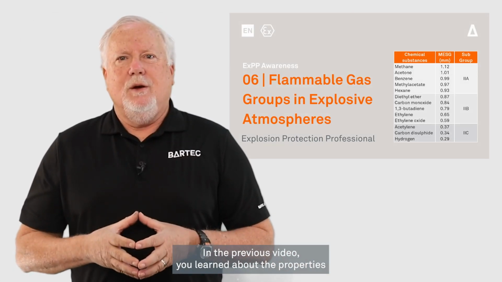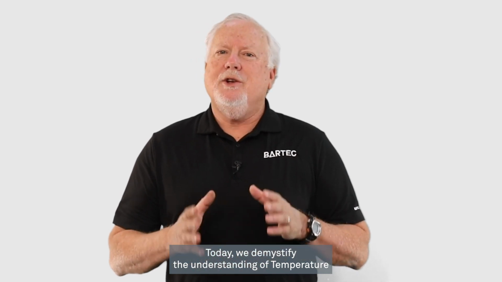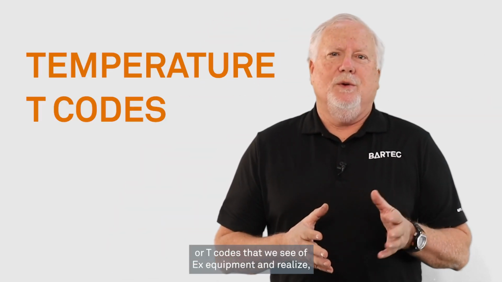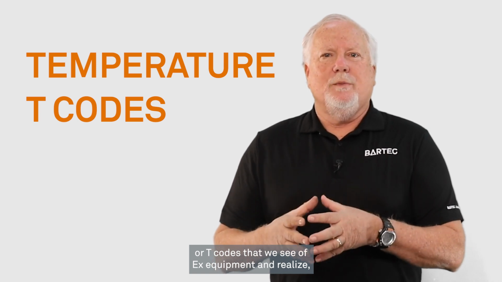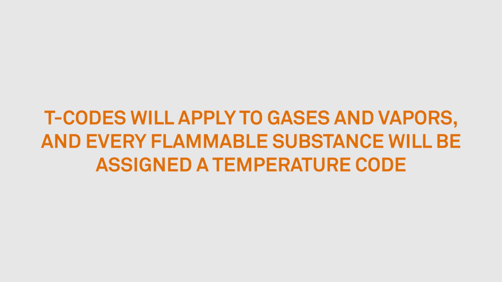In the previous video, you learned about the properties of gases and vapors and the groups they fall into. Today, we demystify the understanding of temperature or T codes that we see on EX equipment and realize, like we learned in our last video, that not all flammable gases and vapors have the same characteristics, and why it is essential to understand what T codes represent and why they are important in the selection and installation of EX equipment and systems. T codes will apply to gases and vapors, and every flammable substance will be assigned a temperature code.